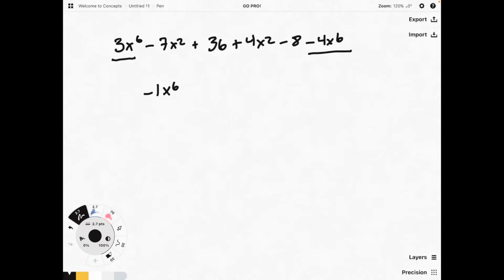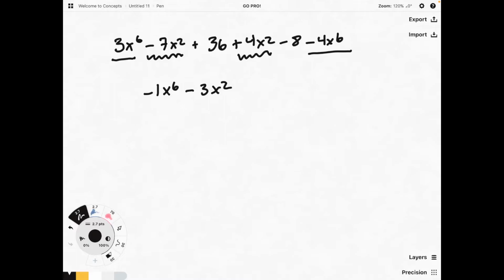So now what we want to do is look for the next item, apple or orange or whatever you want to call it. In this case, we're going to look for a power of 2. And so we see we have a minus 7, and we see we have a plus 4. And that's all we have. And again, what I like to do is actually identify them so there's no way you can get confused. So we have negative 7 plus 4, which is minus 3x squared.